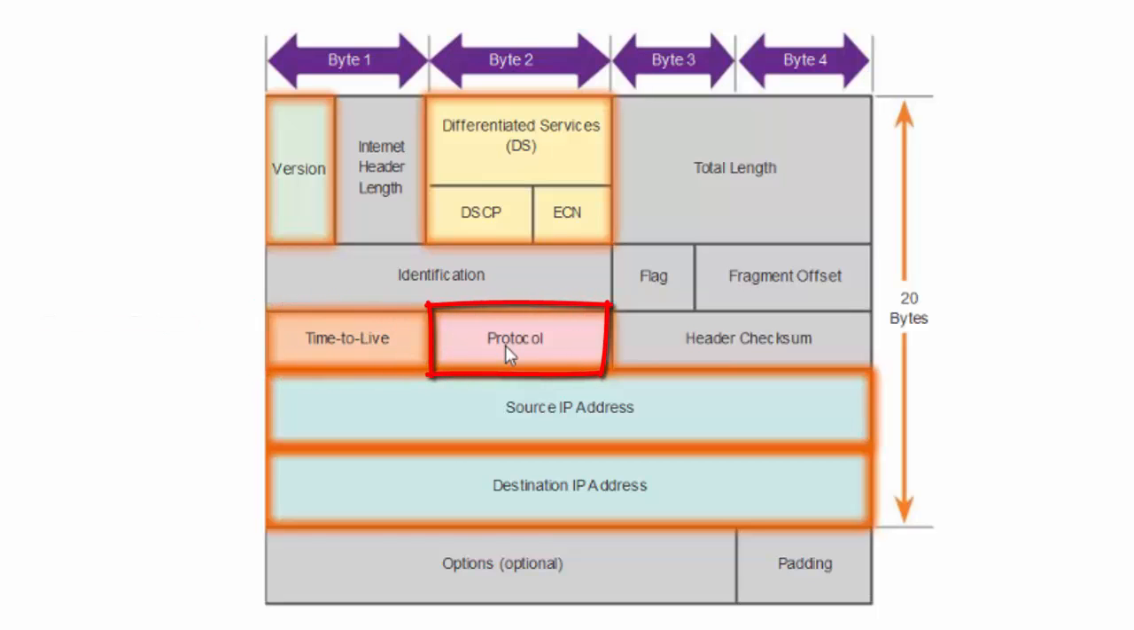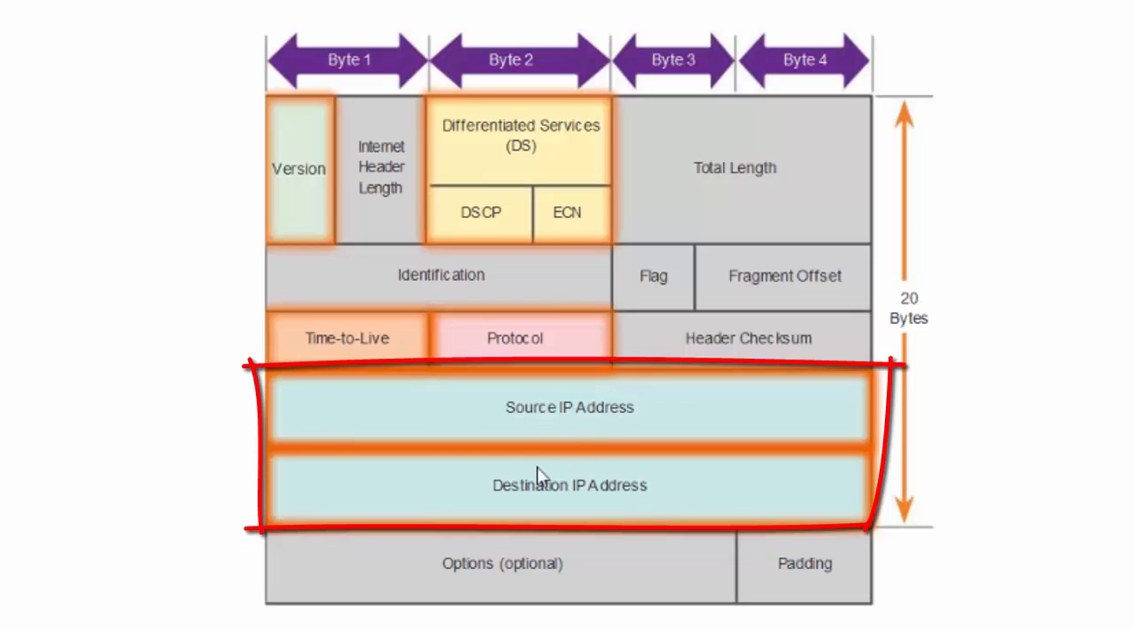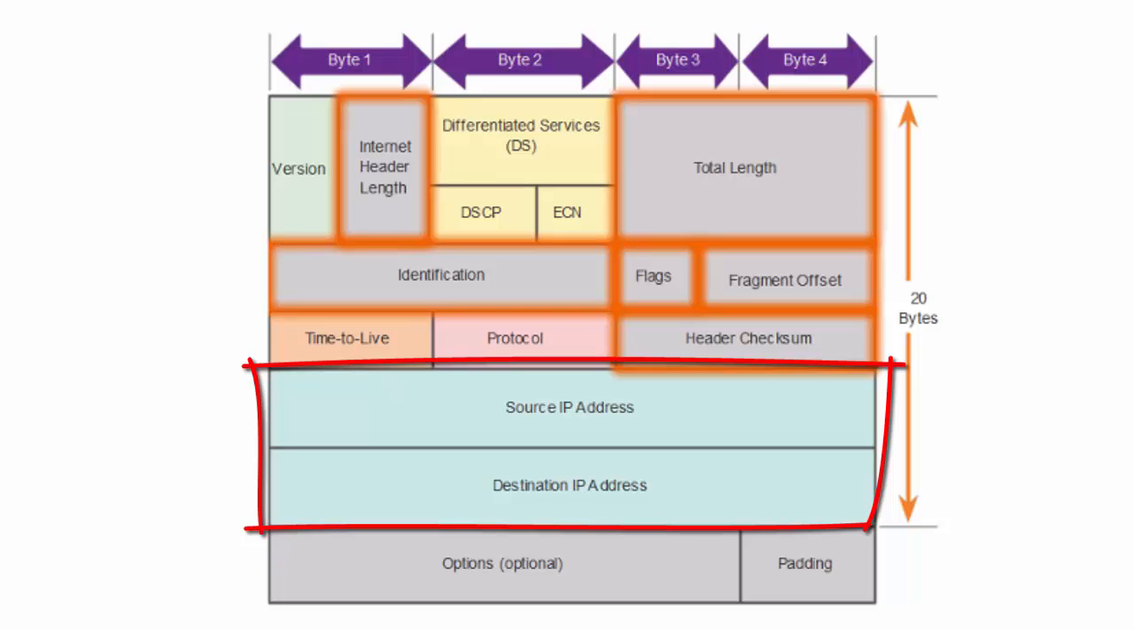The protocol field, the 8 bits for the protocol field, indicates the protocol in the higher layer, whether we're using TCP or UDP. As we have mentioned in the Ethernet or in the data link layer, there is always a field that indicates the protocol in the higher layer. And of course, those 2 rows, each one is 32 bits, indicate the source IP address and the destination IP address that we will talk about later.